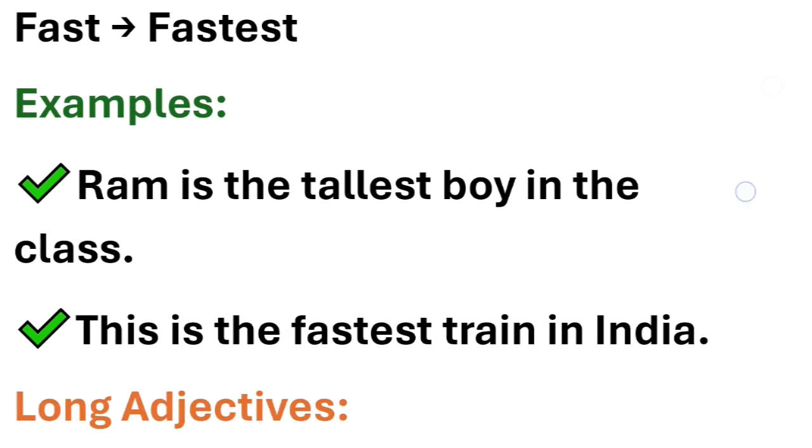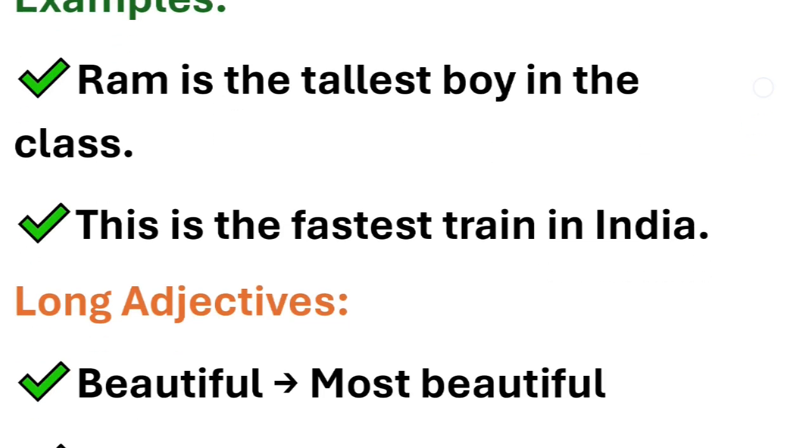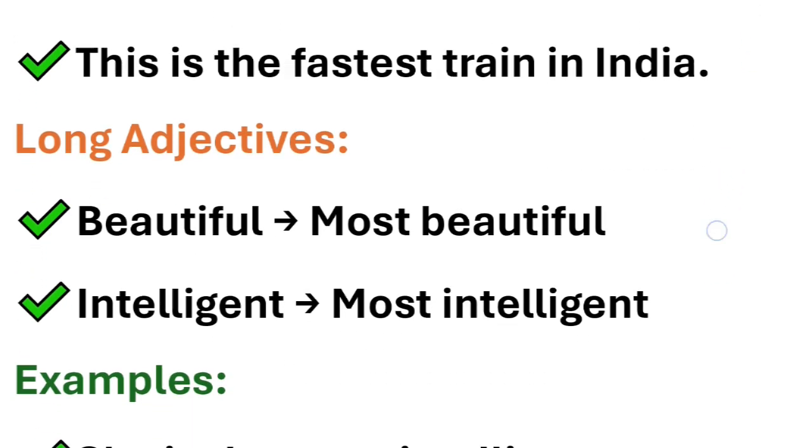Let's talk about examples that we've met. Ram is the tallest boy in the class. So there can be lots of boys and Ram is the tallest one. This is the fastest train in India. The plus est has been used.